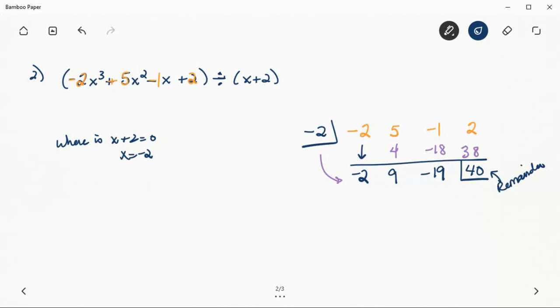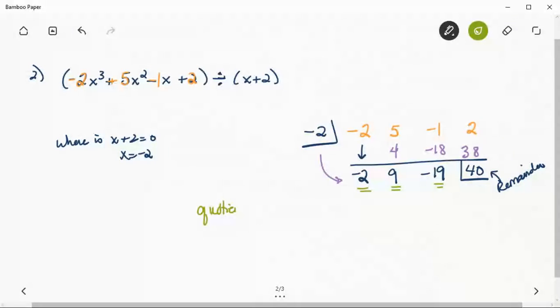The -2, the 9, and the -19, these three values that we have, are now the coefficients of our quotient. Our quotient is always 1 degree less than what we started with. So we started with x cubed, so that means our answer for -2x is going to be x squared.